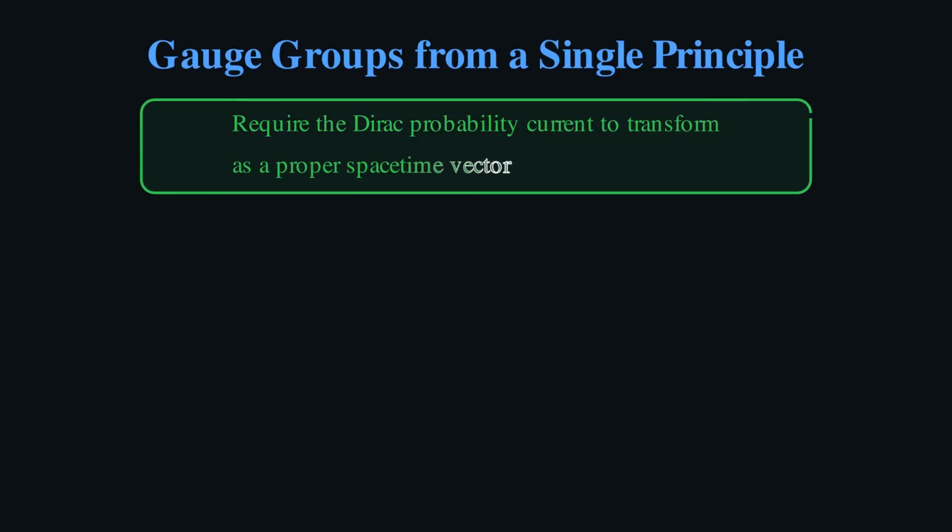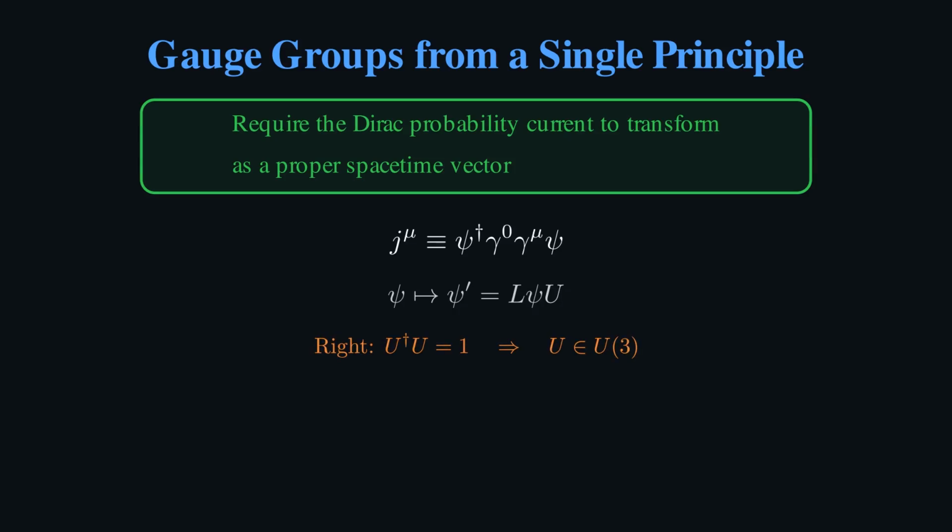Rather than postulating gauge groups, the paper derives them from a single physical requirement. The Dirac probability current J mu must transform as a proper spacetime vector. Under a general transformation, psi maps to L psi U, where L acts from the left and U acts from the right. For the current to remain a Lorentz 4-vector, 2 conditions must hold.